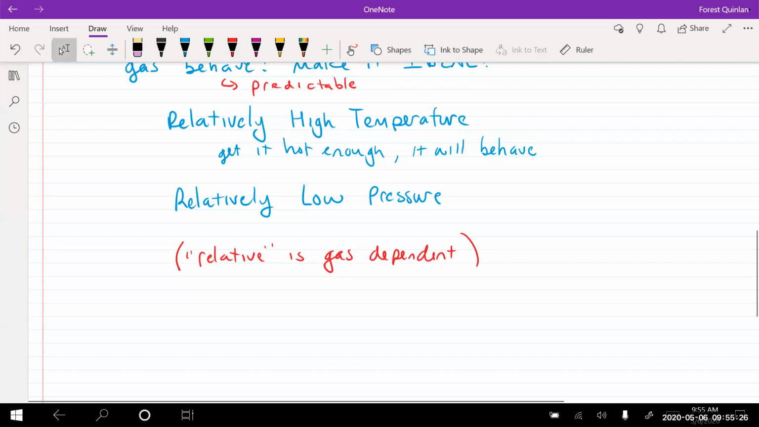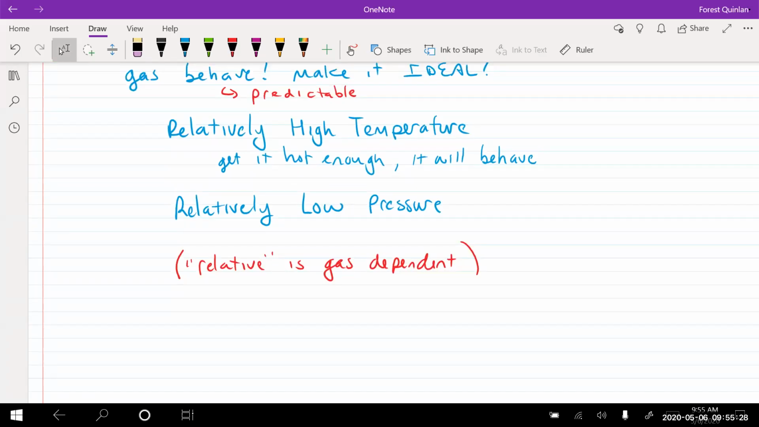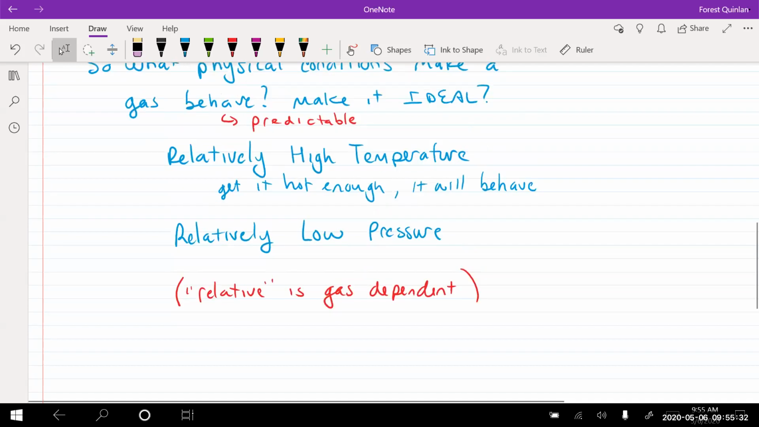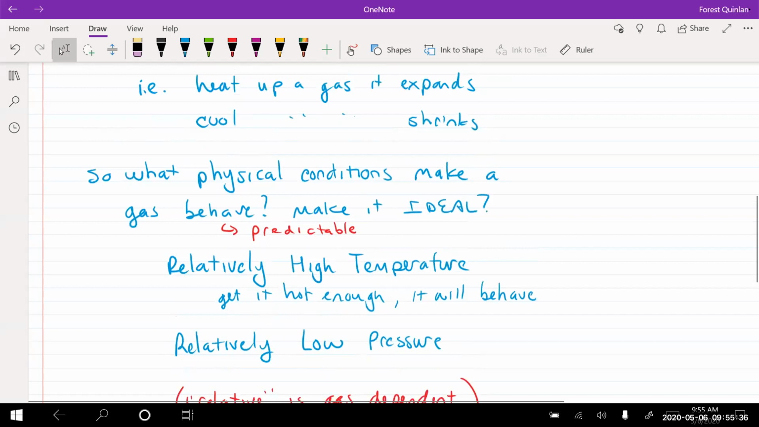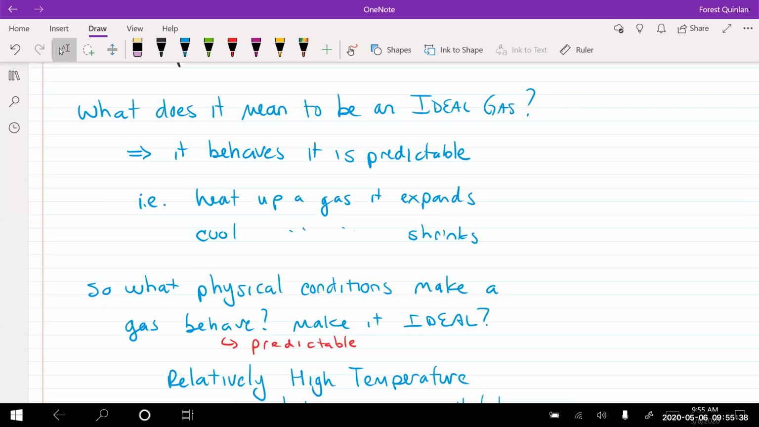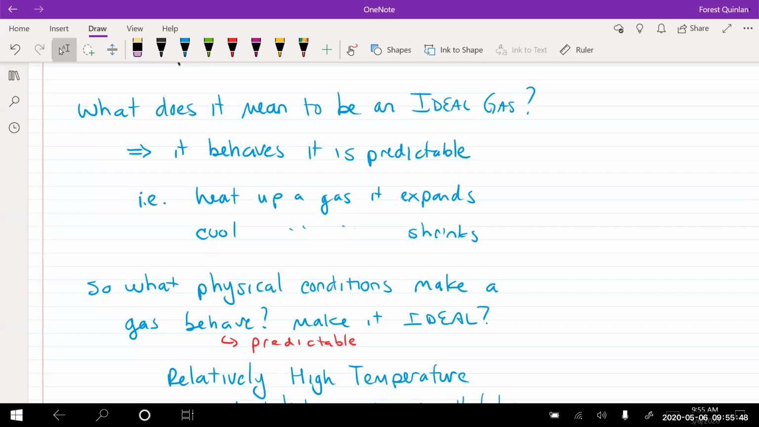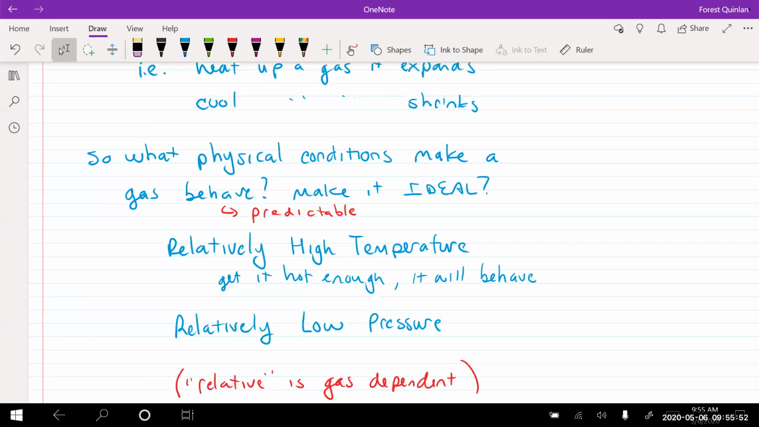Scroll, I'm sorry, before you keep scrolling down, I missed something under it behaves, it is predictable. You said heat up a gas, it expands, and then there was something else below it, but I don't have that. Oh, heat up a gas, cool it down, and it will shrink. Okay, yeah, I wrote that because you said that. Oh, good, thank you. Cool it down, and it will shrink. I just got it wrong. Thanks, okay, I'm cool. That's right.